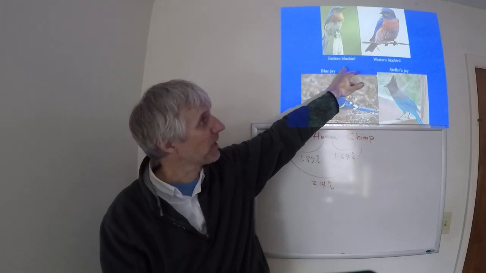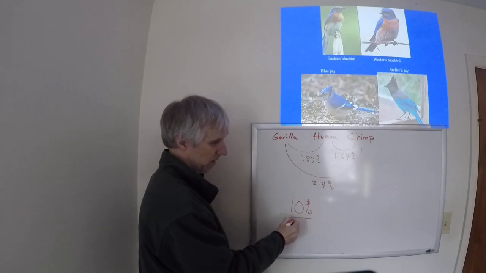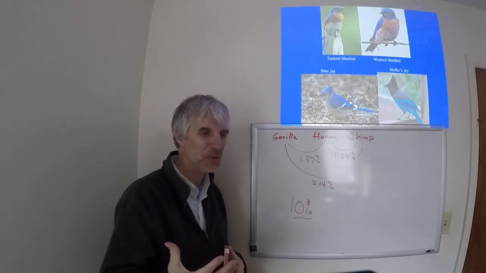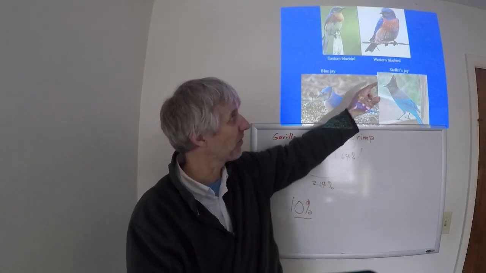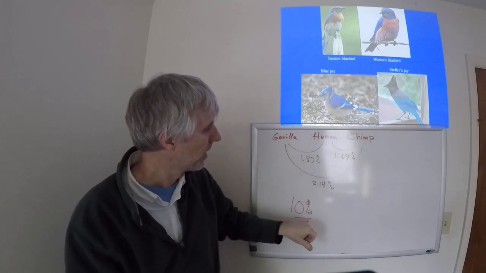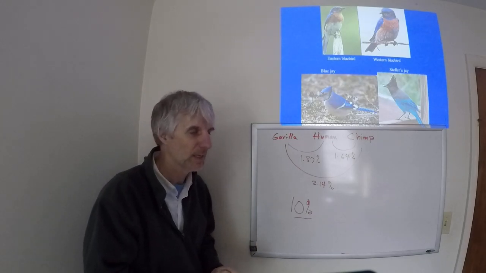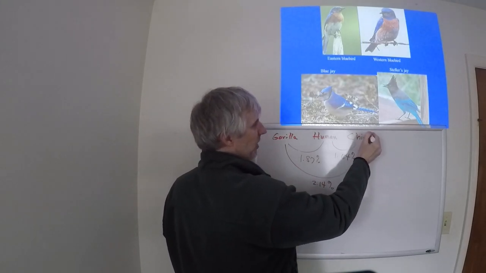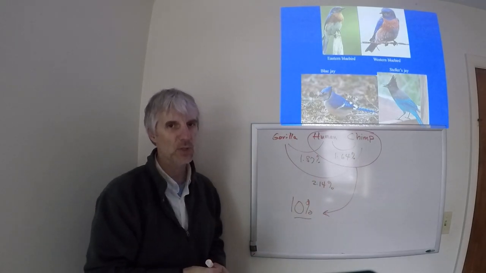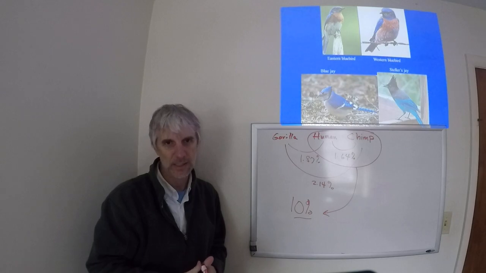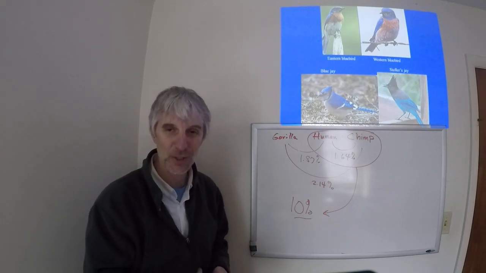Well, the difference between the eastern bluebird and the western bluebird is 10%, right? There's 10% difference, which means that 10 out of every 100 nucleotides are different when you compare these two birds, and 10 out of every 100 nucleotides are different when you compare those two species, which suggests that the difference genetically between human and chimp is much, much smaller, at least genetically. And that bothers biologists because we like to think that we're a lot smarter than a chimp.